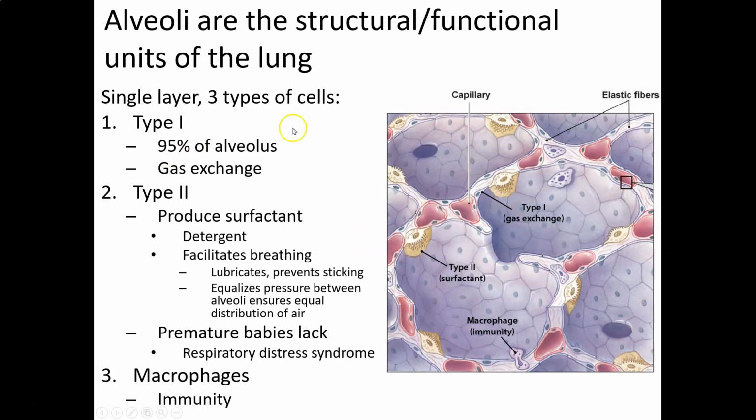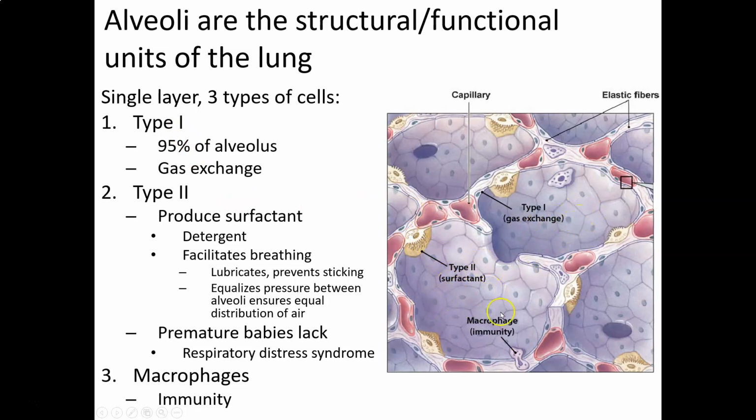Now, a couple of notes about the structure of the lungs. The alveoli are the structural functional units of the lung. So just like the nephron was the structural functional unit of the kidney, or the cardiac muscle, right, is the functional structural unit of the heart, then the alveoli are the structural functional unit of the lungs. And in terms of alveoli, there are three important cells in the alveoli. The first one is called type 1 cells. That makes up most of the alveoli. And those are your simple squamous epithelial cells.